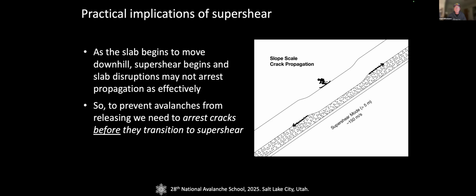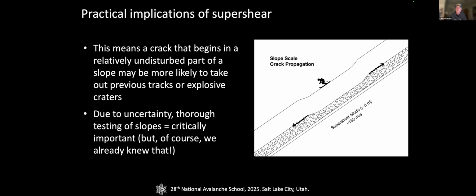Some other practical implications: as the slab begins to move downhill, that super shear begins, and slab disruptions may not arrest propagation as effectively. So, for ski areas, for example, in order to prevent avalanches from releasing, we need to arrest cracks before they transition to super shear. So that means that we really need to beat the heck out of those slopes. This means that a crack that begins in a relatively undisturbed part of a slope may be more likely to take out previous tracks or explosive craters.